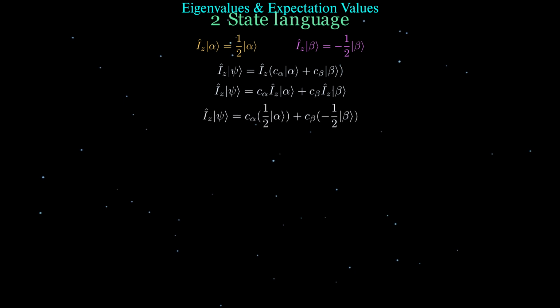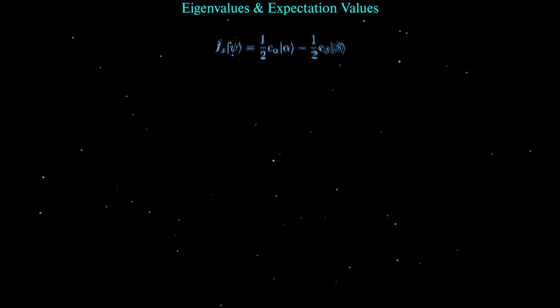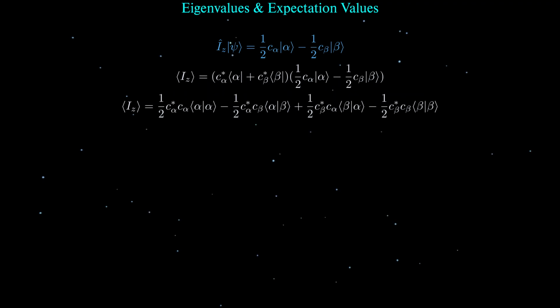Now, using what we know about the eigenvalue relationships we just mentioned, we'll just have a 1/2 in front of alpha and a negative 1/2 in front of beta. So right now we can get 1/2 C alpha times the ket of alpha minus 1/2 C beta times the ket of beta. So now we take this result of Iz operating on psi and multiply it from the left by the bra of psi. And then from this, we can distribute everything to get this really long form.